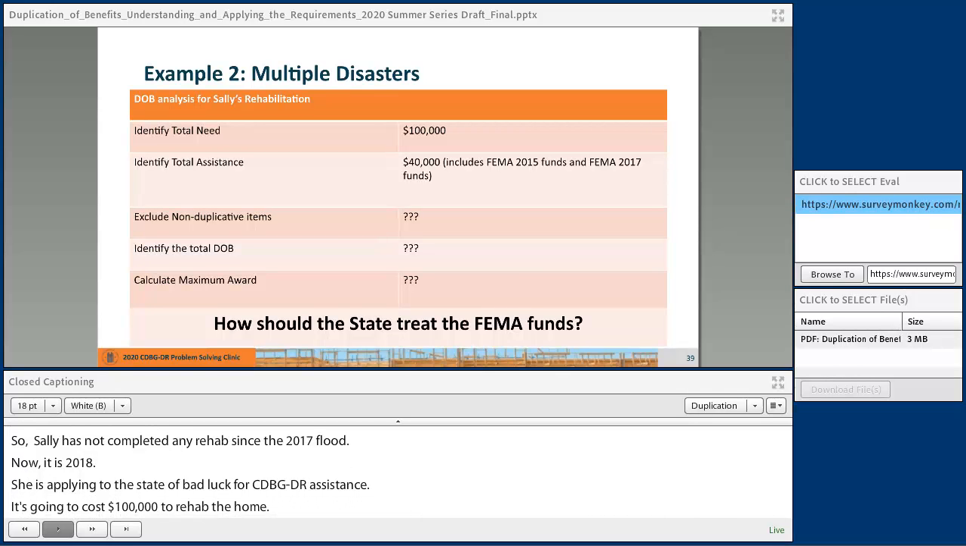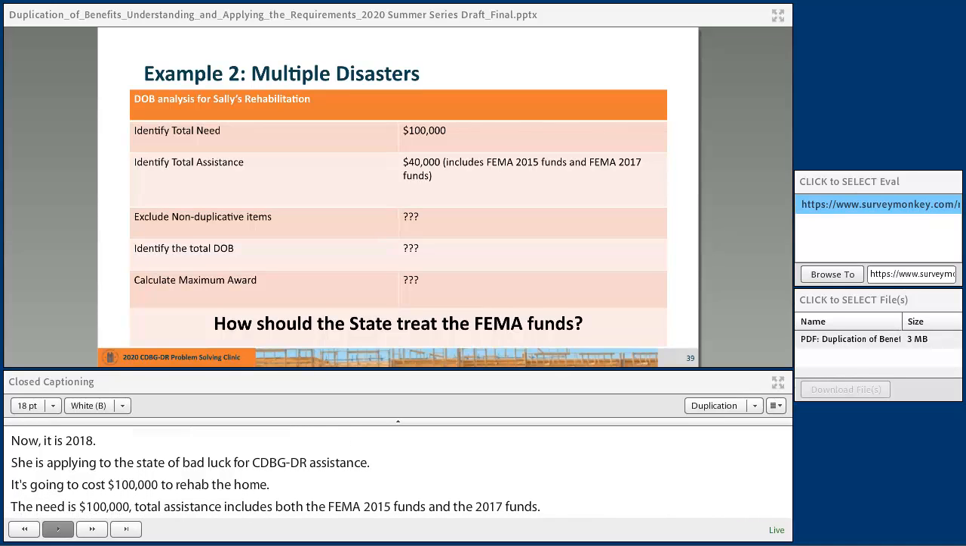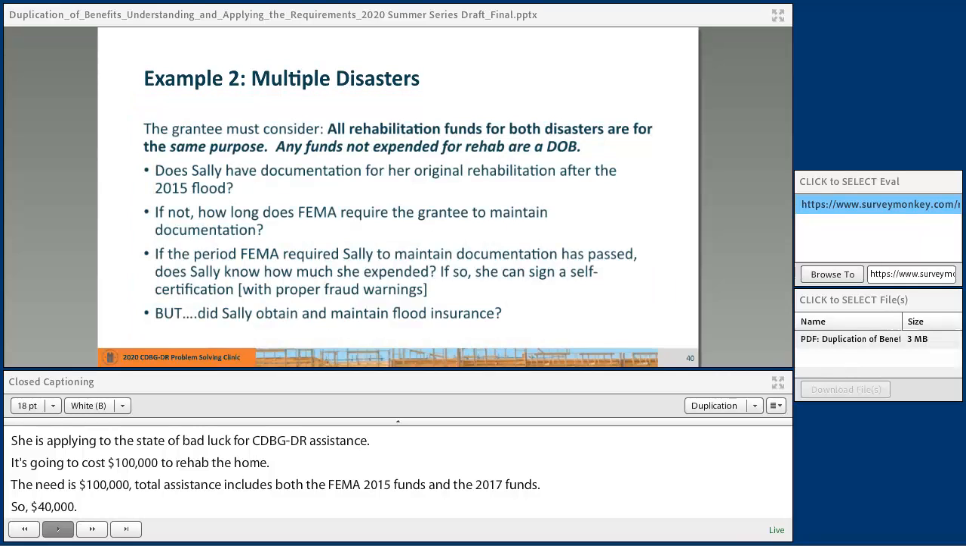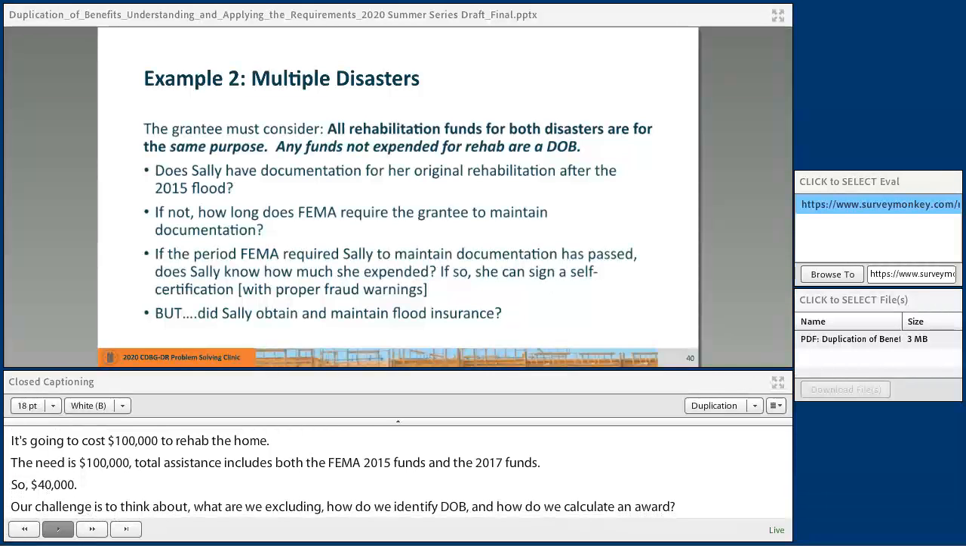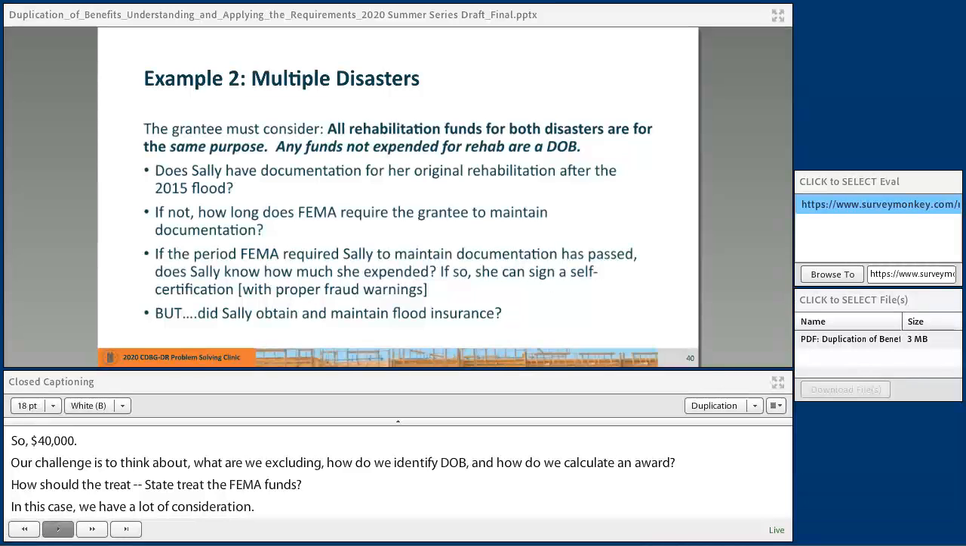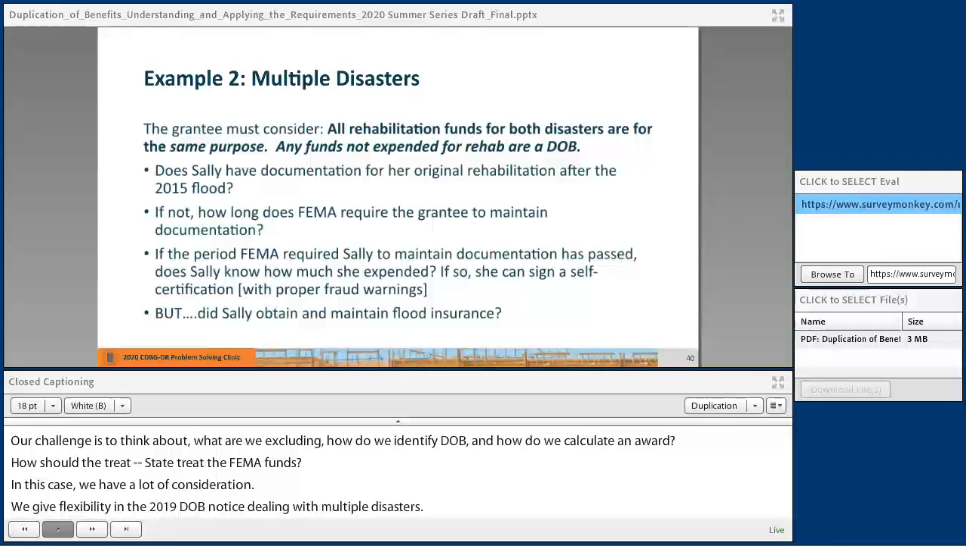And our challenge is to really think about what are we excluding, how do we identify a DOB, and how do we calculate an award here? So how should the state treat the FEMA funds? In this case, we really have a lot of consideration. We gave some flexibility in the 2019 DOB notice dealing with multiple disasters, and we consulted with FEMA for a long time about this because it's a challenge that exists more and more, unfortunately.